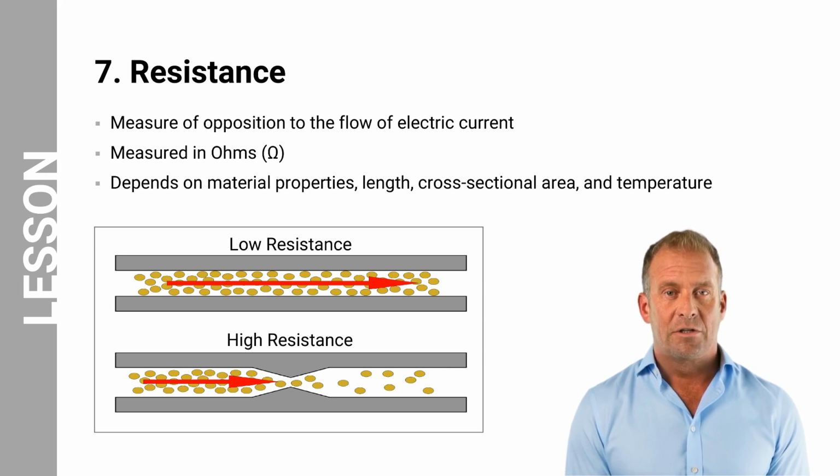It is measured in units called ohms, represented by the Greek letter omega. It depends on various factors, including material properties, length, cross-sectional area, and temperature. Resistance is a critical factor in EVs as it affects the efficiency of the electrical components, such as motors and batteries, and influences the range and performance of the vehicle.